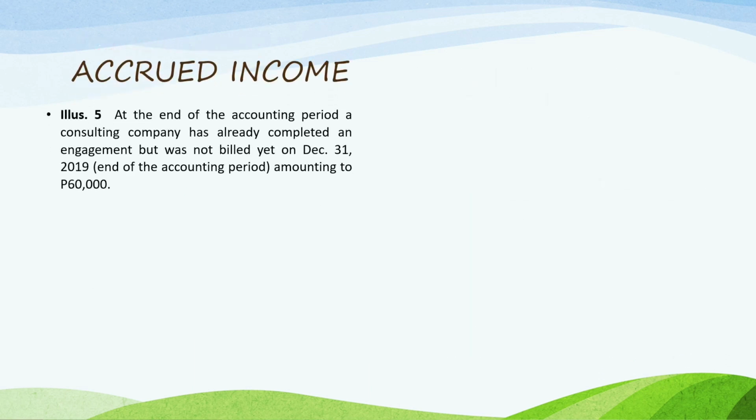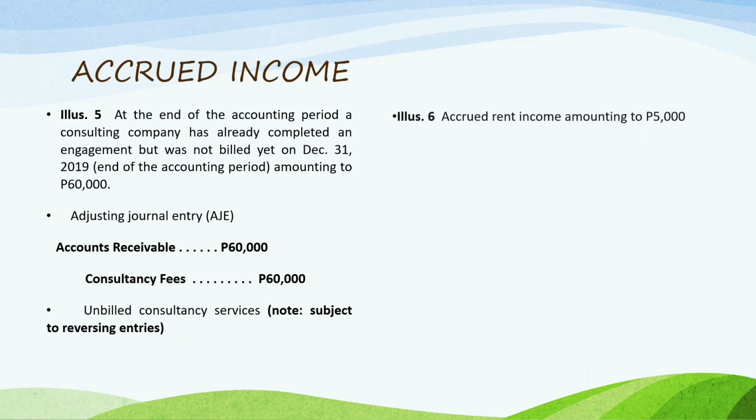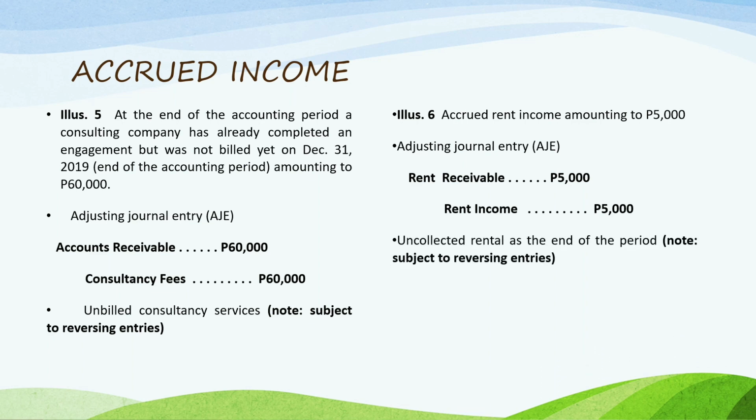For example, at the end of the accounting period, a consulting company has already completed an engagement but was not billed yet on December 31, 2019, amounting to 60,000. So the adjusting journal entry is debit accounts receivable 60,000 and credit consultancy fees 60,000. Another example, accrued rent income amounting to 5,000: debit rent receivable 5,000 and credit rent income 5,000, to record the uncollected rental at the end of the period.